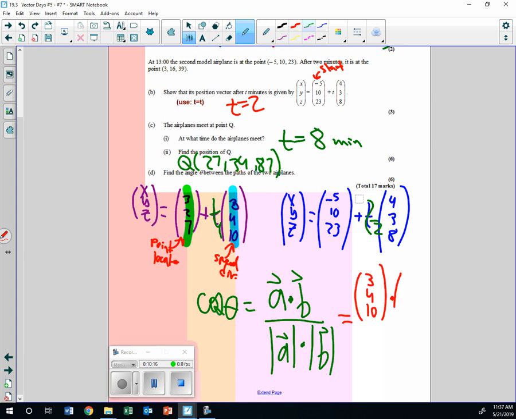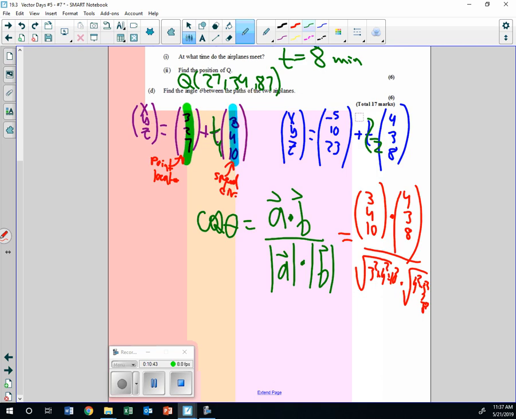And then what will B become? Which one will it be? The negative 5, 10, 23, or 4, 3, 8? For this one, 4, 3, 8. Isn't that easy? That's the direction vector. Then it's going to be the magnitude of 3 squared plus 4 squared plus 10 squared times the magnitude of this one, 4 squared plus 3 squared plus 8 squared.